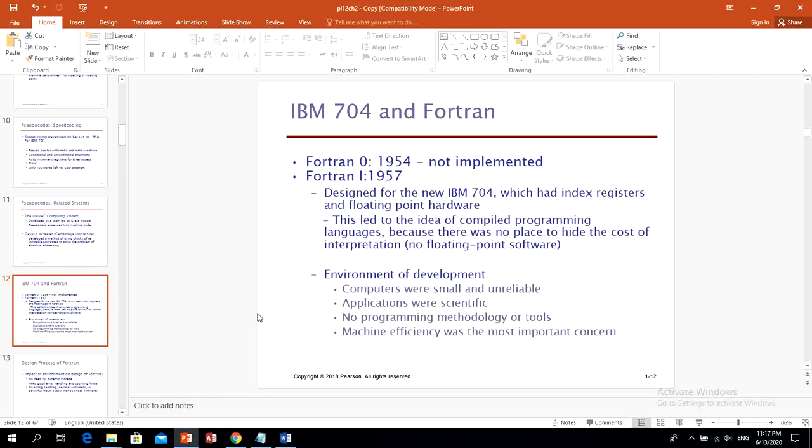1957 was the first one that was implemented. They designed it for what was at that time the new IBM 704, which has a lot of different hardware functionality for index registers and floating point and stuff like that. This is the first time people started thinking about the idea of compiling programming languages, because the cost of interpretation had been minimized, and there was no place to hide the cost of implementation, because there was no floating point software.